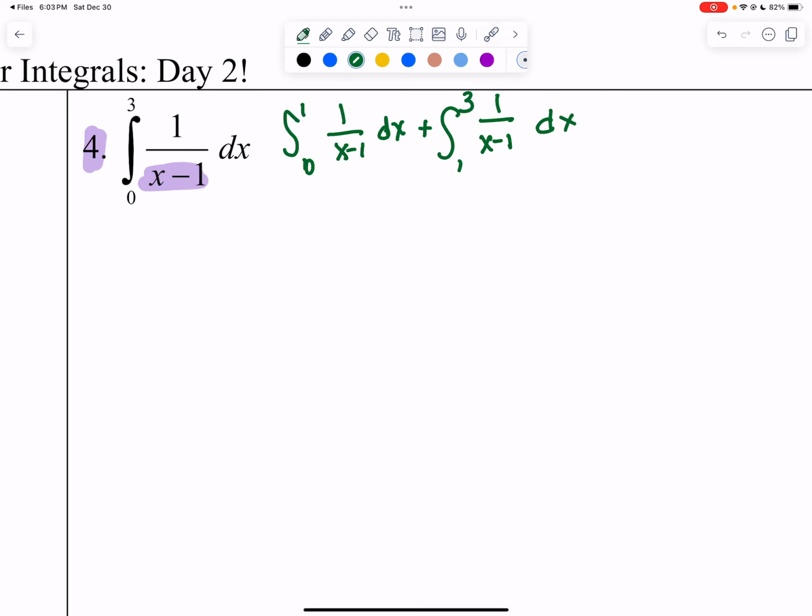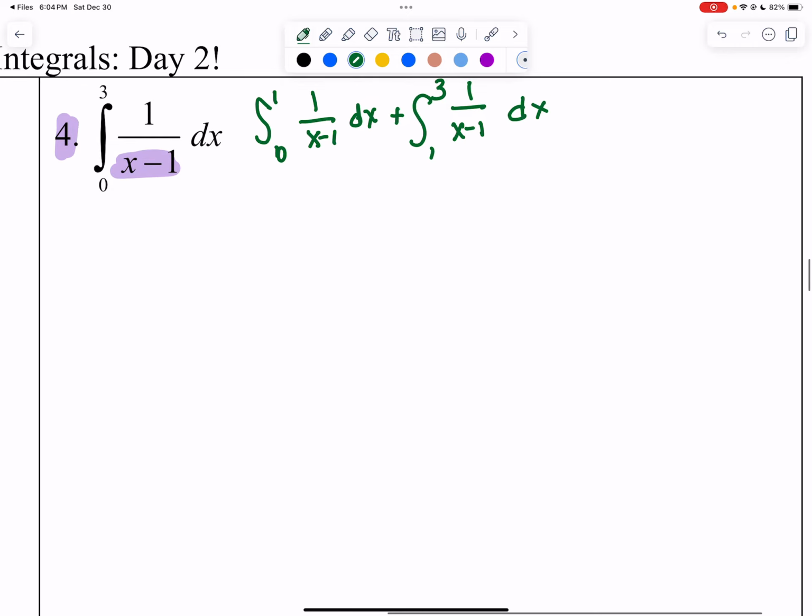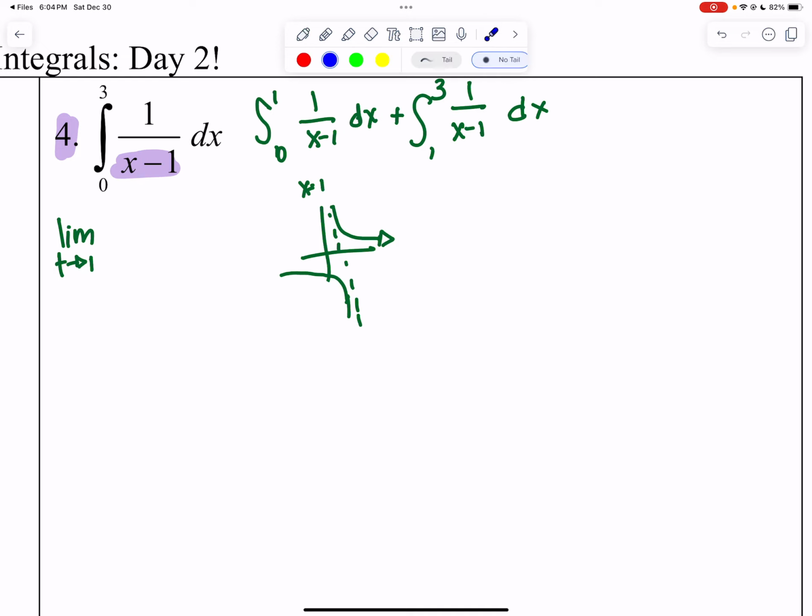And once again, you want to make sure that this integral here and this integral here both converge. If one of them does not, then we mentally cry because we did a lot of work for nothing. Okay, so we have a vertical asymptote at 1. So we have the limit as t approaches 1. And if I were to look at this mentally here, let's say that this is 1. Well, yeah, that's 1 right there. Here's 1. And we have 0 to 3.